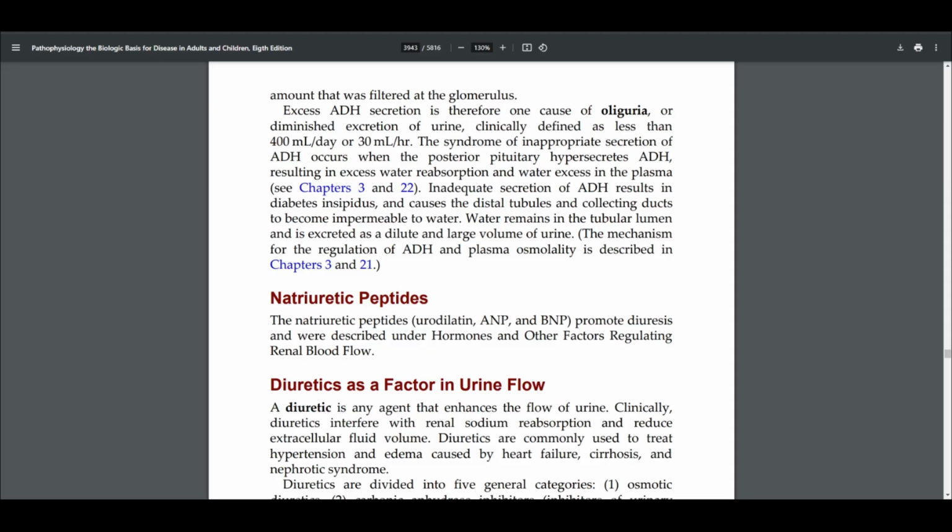The syndrome of inappropriate secretion of ADH occurs when the posterior pituitary hypersecretes ADH, resulting in excess water reabsorption and water excess in the plasma. Inadequate secretion of ADH results in diabetes insipidus and causes the distal tubules and collecting ducts to become impermeable to water. Water remains in the tubular lumen and is excreted as a dilute, large volume of urine. The mechanism for the regulation of ADH and plasma osmolarity was described in Chapters 3 and 21.